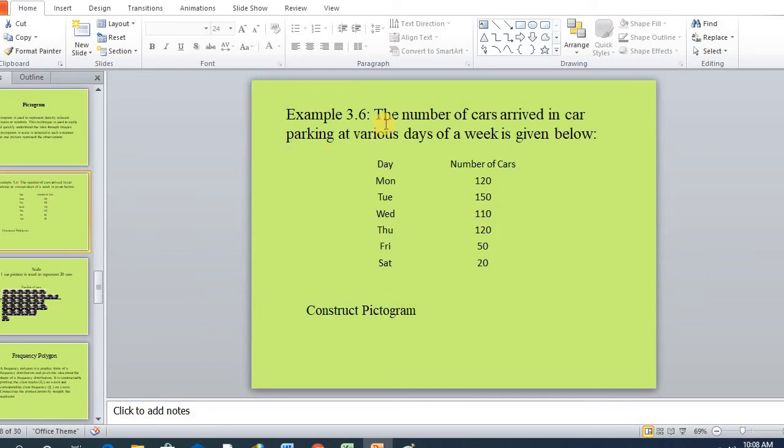For example, the number of cars arrived in a car parking on various days of a week is given below.